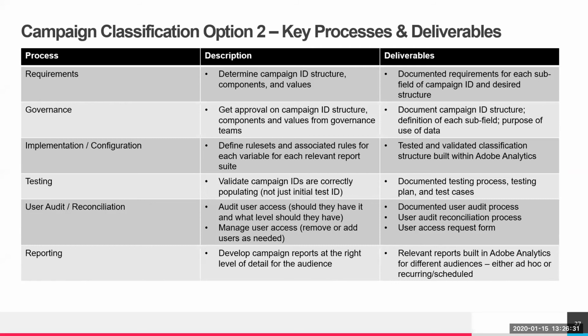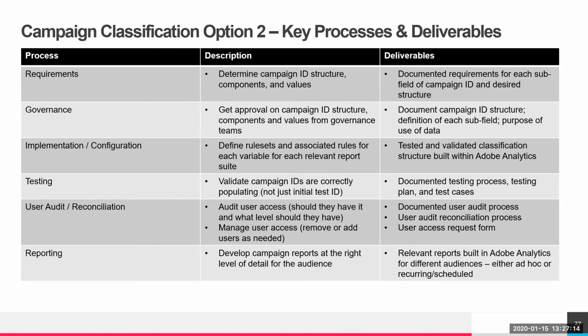Similar to the classification importer, the key processes for the use of the classification rule builder include aligning on requirements for the campaign ID structure, components, and values, and documenting the final requirements, gaining approval from any governance teams that are required to review this variable from a legal or privacy perspective, implementing and configuring the classifications by defining rule sets and associated rules for each variable for each relevant report suite, and testing and validating the classification structure built within Adobe Analytics.